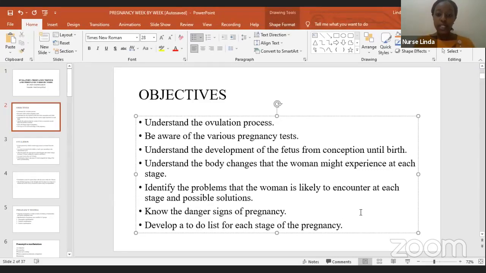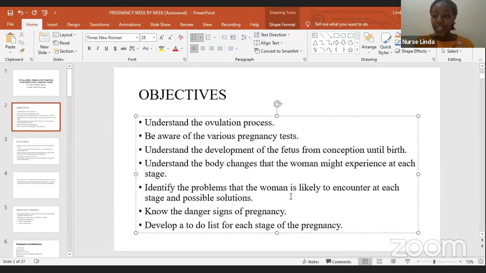These are our learning objectives, and just as the topic suggests, we need to understand the ovulation process. You also need to understand the various pregnancy tests that are done, and then we are also going to look at fetal development from conception until birth. We will also look at the body changes that occur in a woman from conception all the way to the birth of the child. Women also experience a number of problems during pregnancy, and we are going to look at these at every stage of pregnancy, understand the problems and try to get a few solutions to them. We are also going to look at the danger signs in pregnancy.